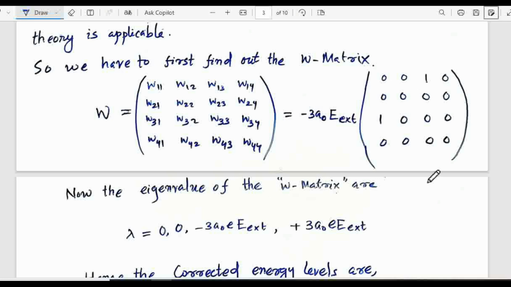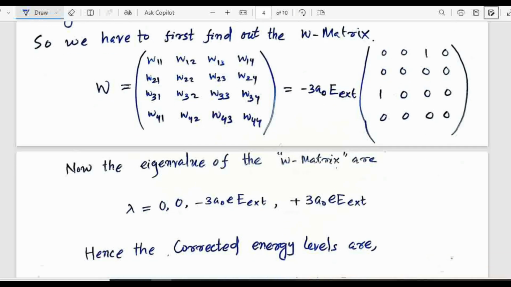Now what do you have to find in the next step? We have to find the eigenvalues. If you find the eigenvalues, you will get 0, 0, minus 3 a naught e E external, and positive 3 a naught e E external. Here a naught is the Bohr radius, E external is the external electric field that we have applied, and small e is the charge of the electron.